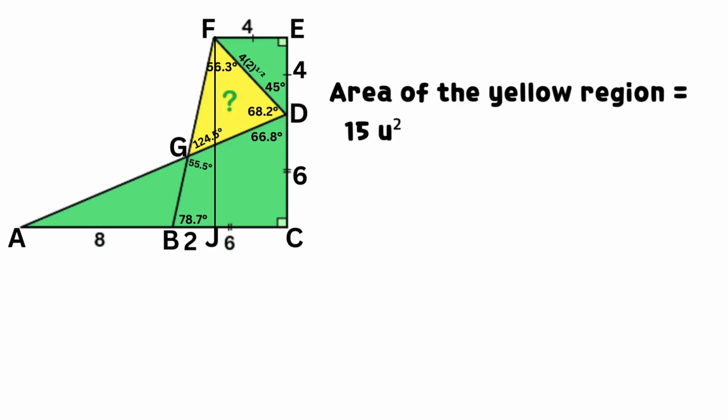Therefore, the area of the yellow region equals 15 square units if actual values of angles were used, without approximation.